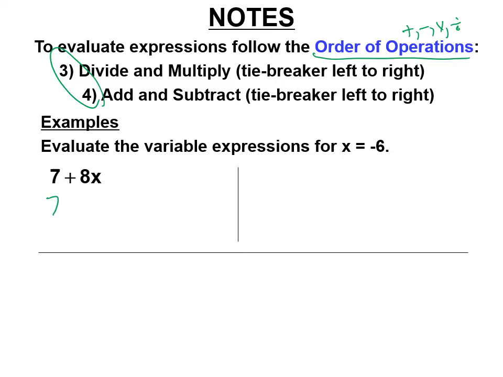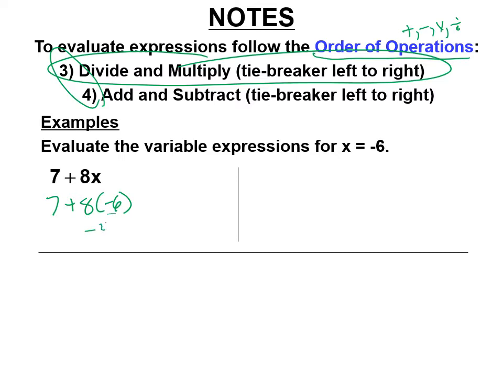So here you have 7 plus 8 times negative 6, right? We saw this in the warm-up. What do you have to do first? Well, you have to do any dividing or multiplying first. So 8 times negative 6 is negative 48. 7 plus negative 48 is what? It is negative 41. 41 extra negatives.